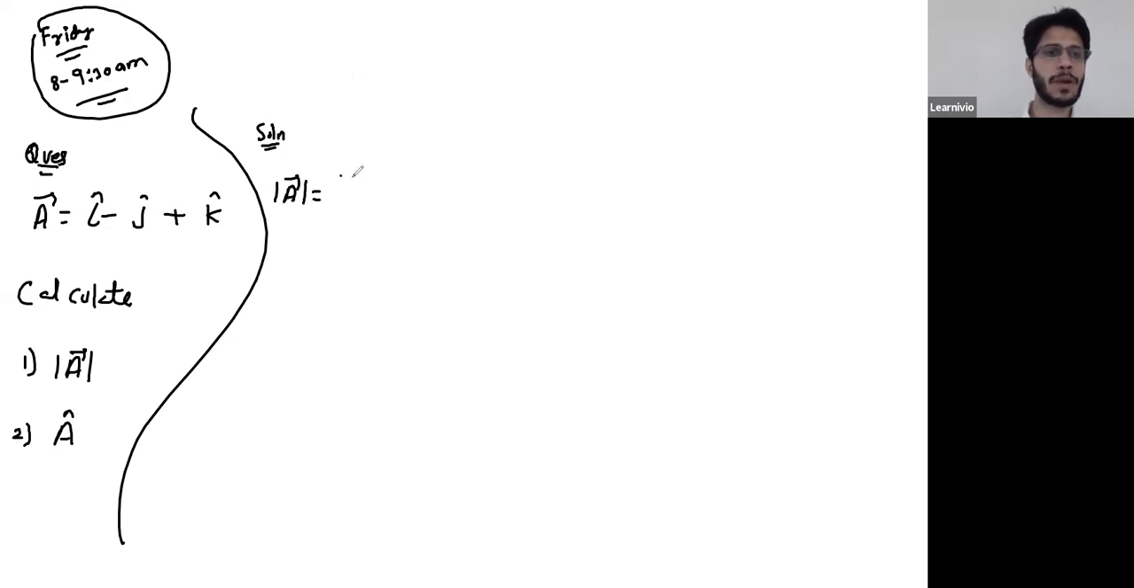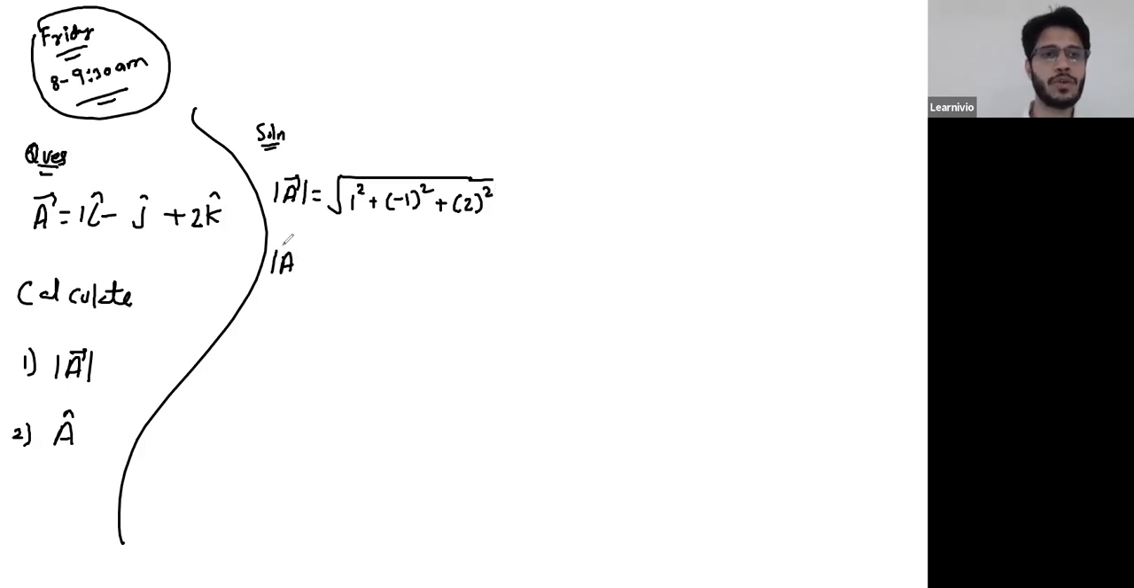Sania, what is the magnitude of A here? If A is I cap minus j cap plus 2k cap, no I cap, just the coefficient. The coefficient of I cap is 1, squared. Then 1 squared plus minus 1 squared, right? And what's the coefficient of k cap now? Sania, what is the coefficient of k cap? 2 squared, right?